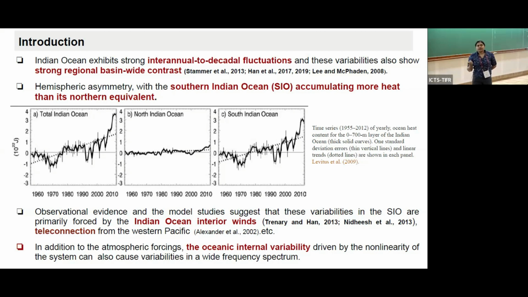Observational and model studies suggest that this variability in the South Indian Ocean is mainly due to the Indian Ocean interior winds, the teleconnection from the Pacific, and some air-sea interaction processes. In addition to all this, the oceanic internal variability that arises due to the nonlinearity of the oceanic system can also cause variability in a wide range of the spectrum.